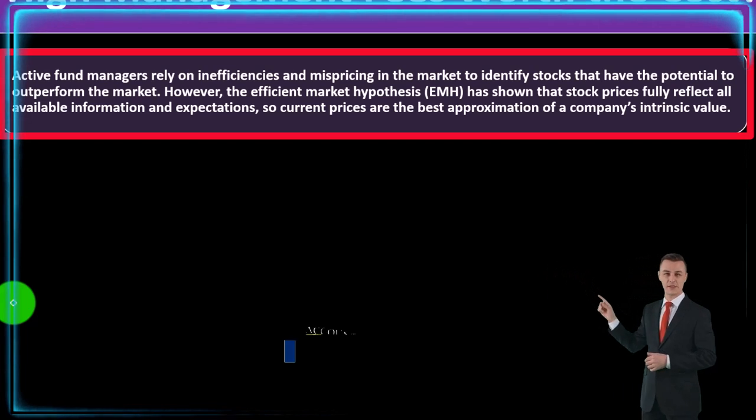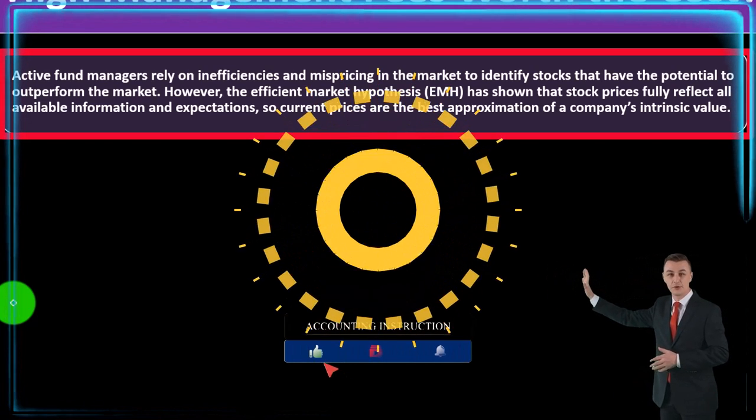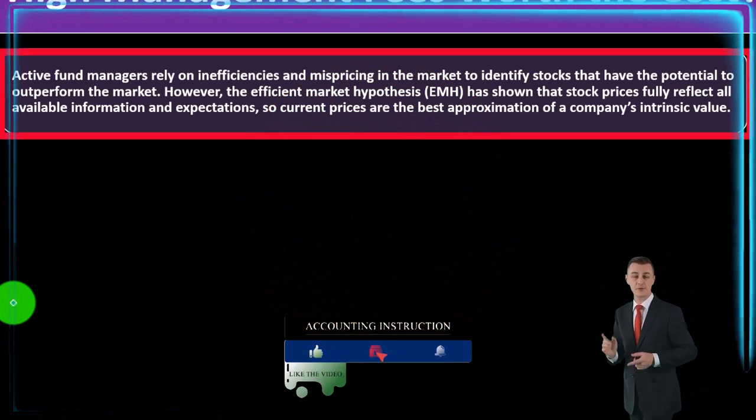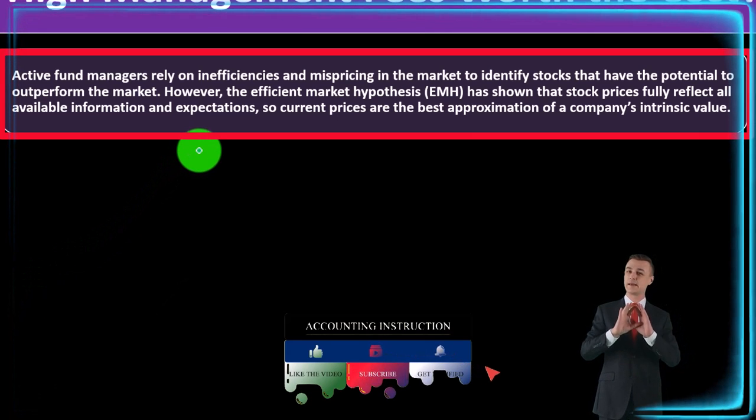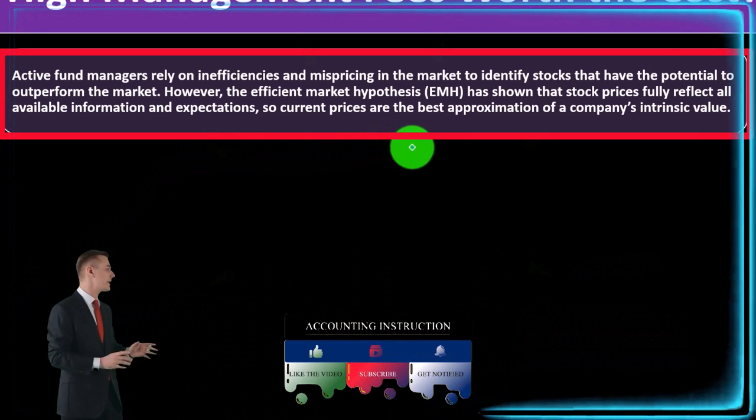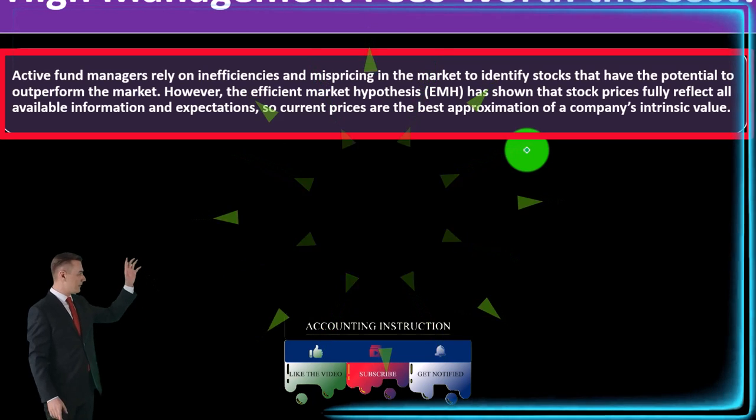However, the efficient market hypothesis has shown that stock prices fully reflect all available information and expectations. So current prices are the best approximation of a company's intrinsic value.